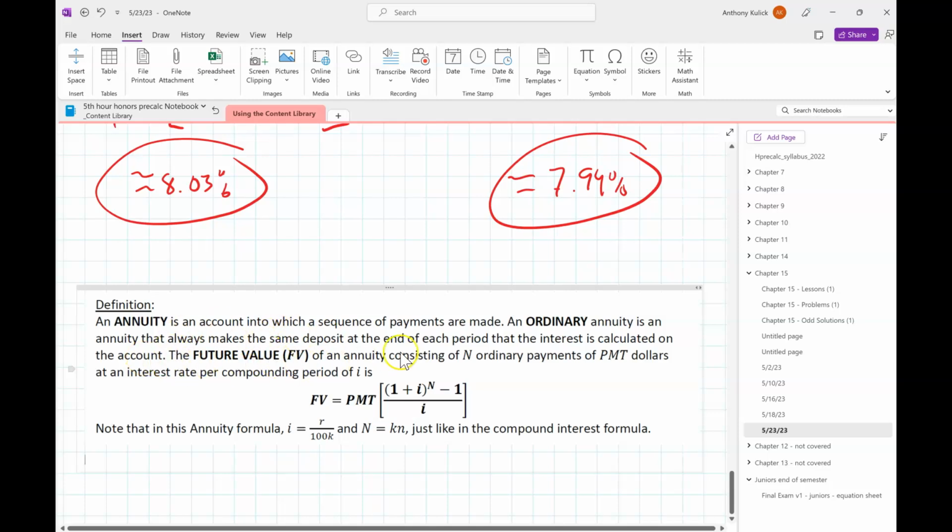The future value of an annuity consisting of N ordinary payments of PMT dollars at an interest rate per compounding period of I is the formula given below. Note that I is just going to equal our r over 100k, and capital N is going to equal k times little n, where all of these things are the same as the compound interest formula, right? Little r is the interest rate as a percentage, k is the number of compounds per year, little n is the number of years.